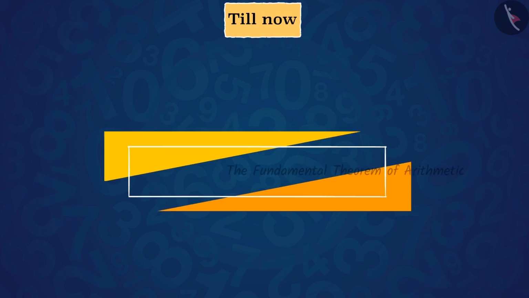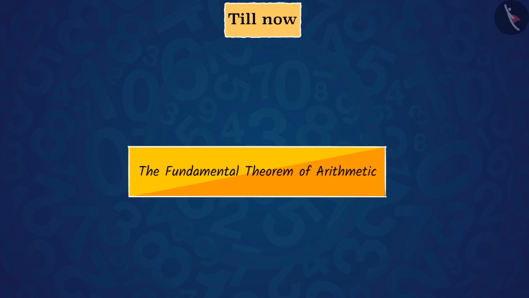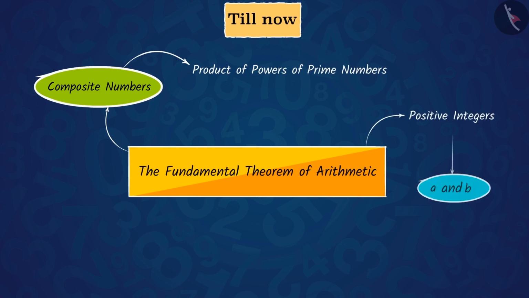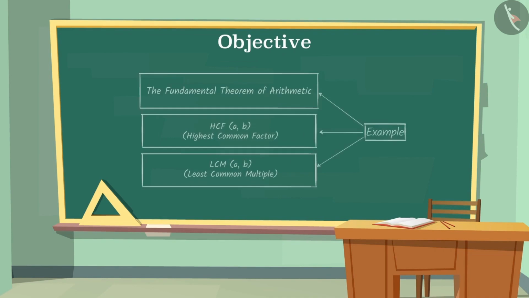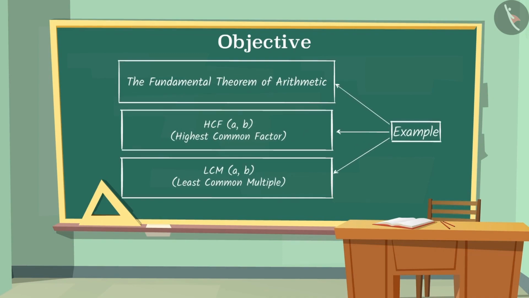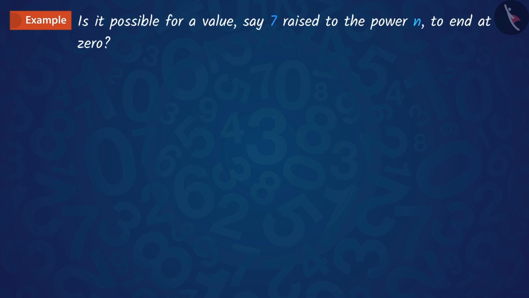In the previous video, we learned about the fundamental theorem of arithmetic. In this video, we will see some interesting examples based on it. Check whether there is any value of n for which 7 raised to the power n ends with digit 0?